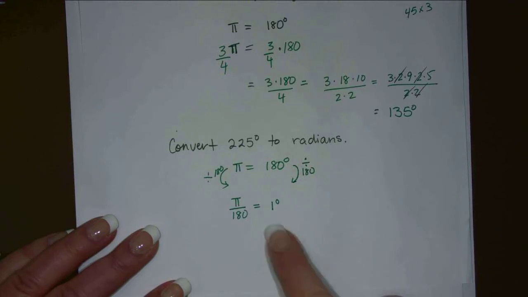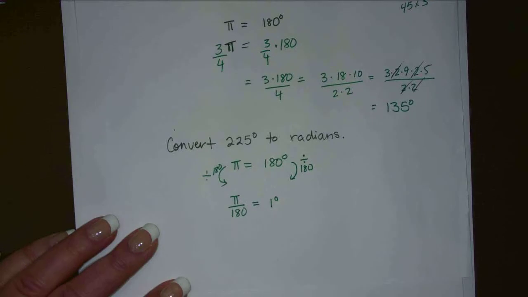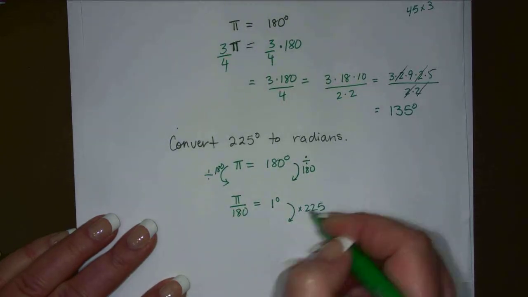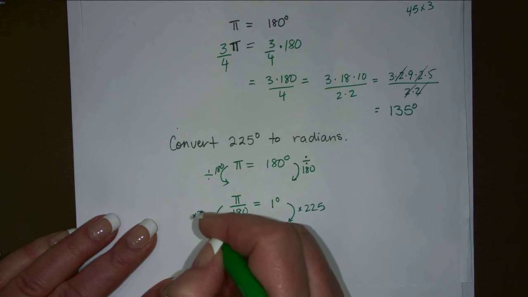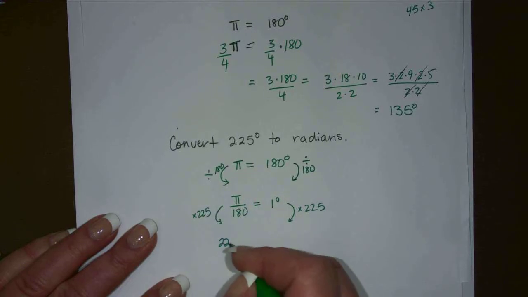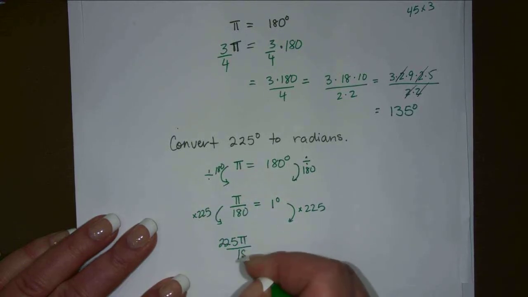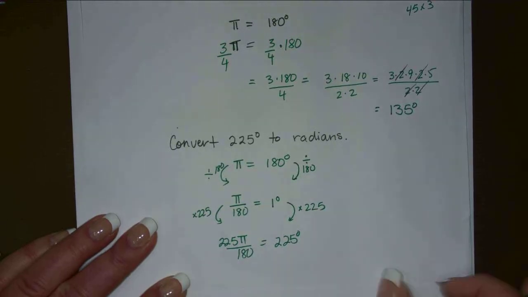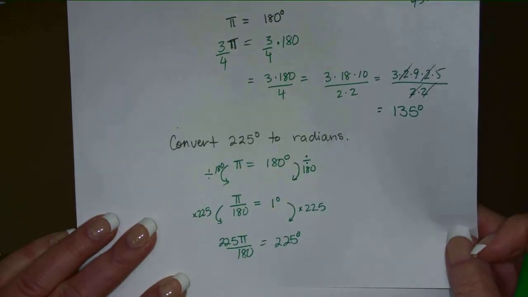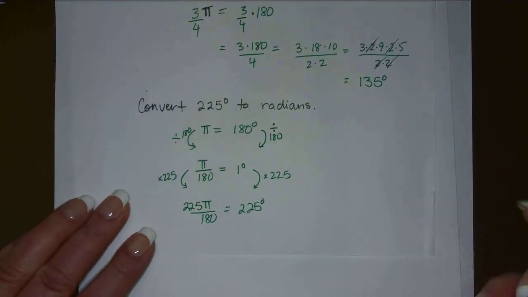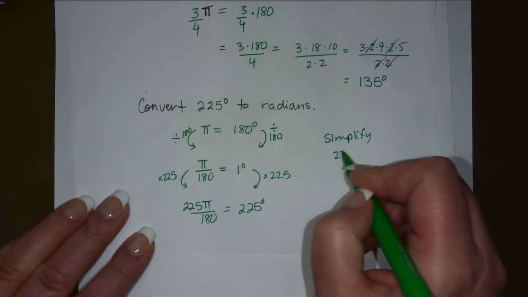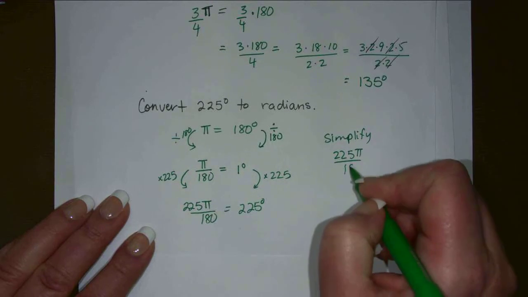Now what do we need to do to make it look like 225? Multiply by 225. So we're going to multiply both sides by 225. So now we have 225 pi divided by 180 is equal to 225 degrees. And there's our answer. We just need to simplify it. Same way we did before. So we're going to simplify 225 pi over 180.